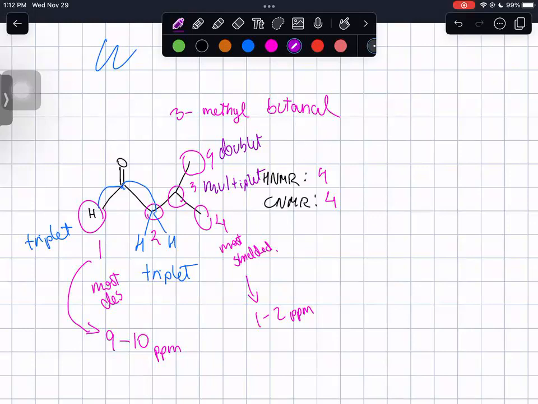Most stable fragment. Exactly. What about the M+ peak, the molecular ion peak? Where can I find it? To the right, next to it. What does it represent? The entire molecule, the weight of the original molecule.